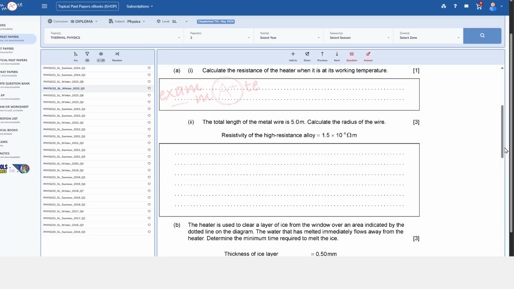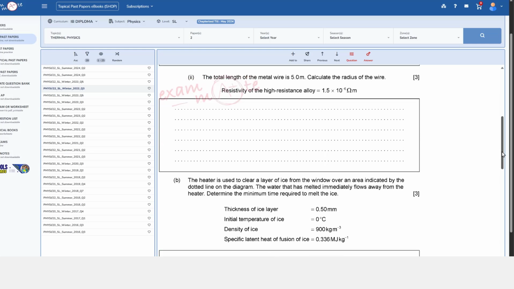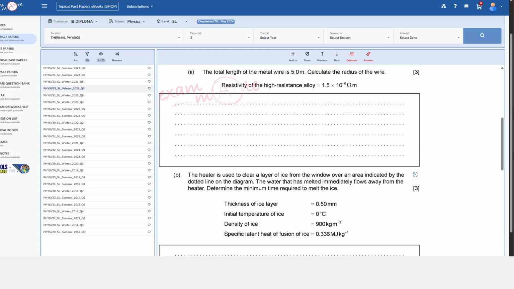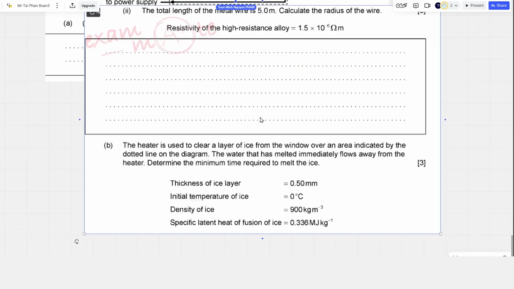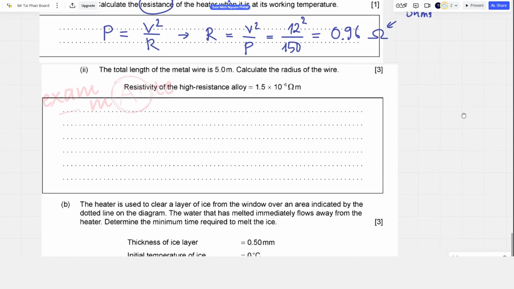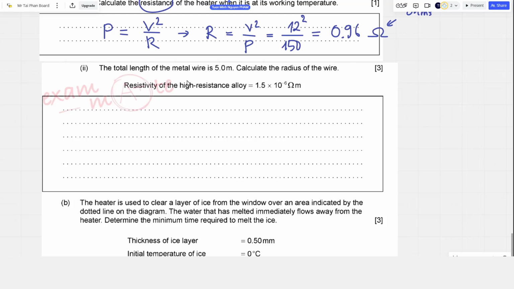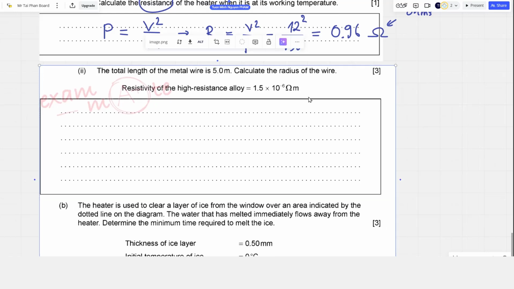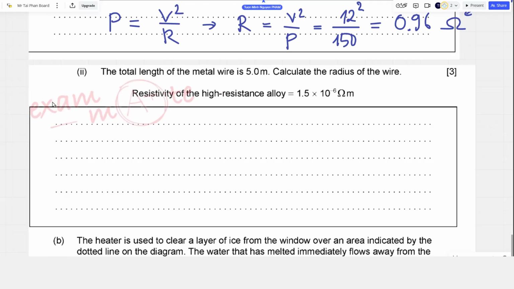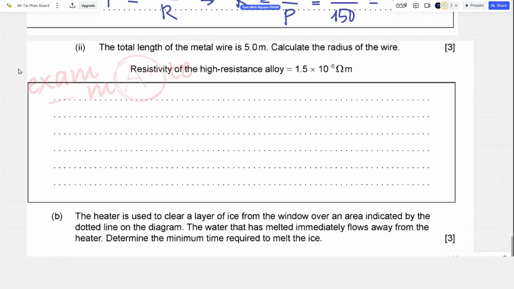B2 and then B. Specific latent heats. The total length of the wire is 5 meter. Calculate the radius of the wire. The resistivity of the high resistance alloy is 1.5 times 10 to the negative 6 ohm meter. This resistivity is denoted by the letter rho.